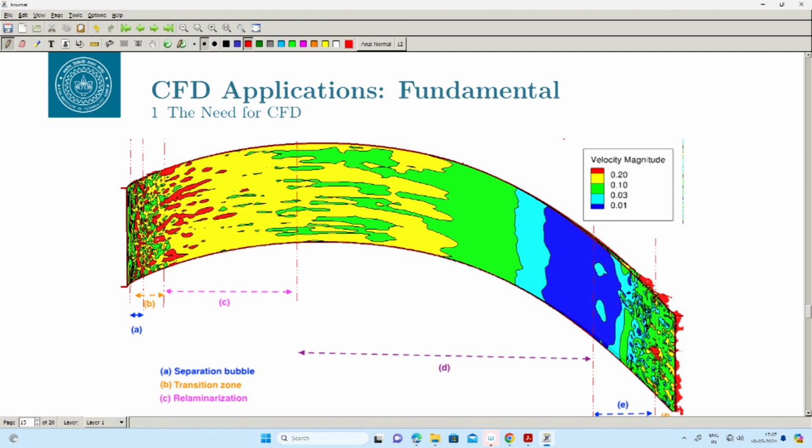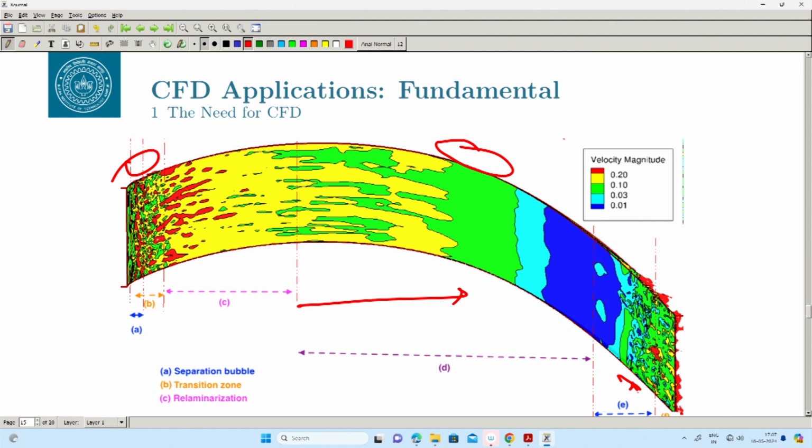This is a more complicated phenomenon. This is a flow over a turbine blade. You can see that there are regions where you have more activity happening, and then there are regions where the activity is not too much. So this is, for example, a region where it is relaminarizing, and flow becomes laminar here, and then it becomes transitional again, and then you have separation.